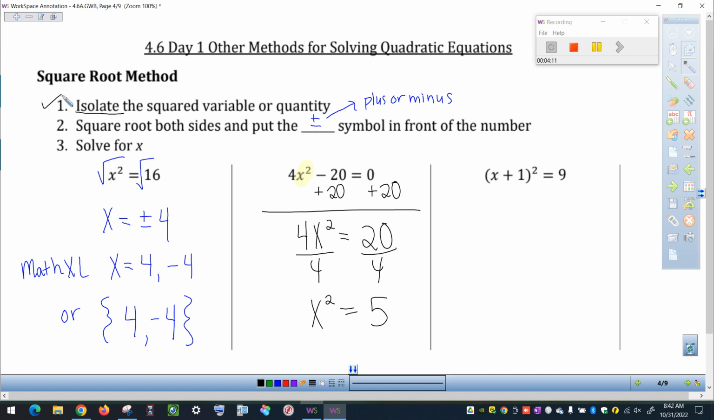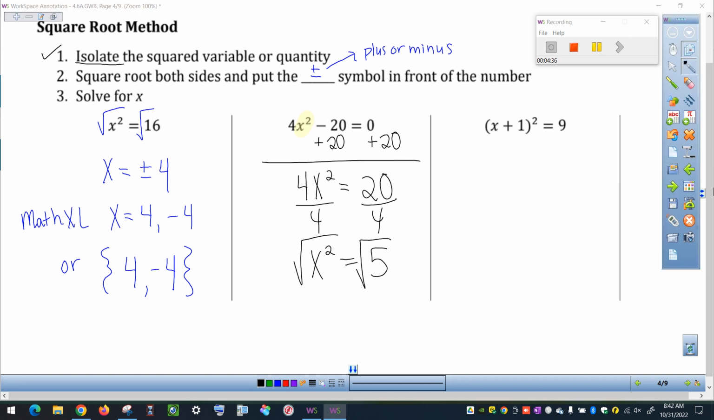Now let's look at the second step. So that's similar to what we saw in the first problem. We're going to put the square root symbol on both sides. We're going to put the plus or minus sign in front of the number part. You never need to put the plus or minus sign in front of the x, only the number. So that's going to look like this, square root the left side and square root the right side. So the square root of x squared, just as we saw before, that's just x.